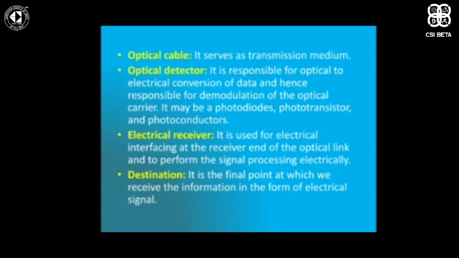Optical detector. It is responsible for optical to electrical conversion of data and hence responsible for demodulation of the optical carrier. It may be a photodiode, phototransistor and photoconductor. Electrical receiver. It is used for electrical interfacing at the receiver end of the optical link and to perform the signal processing electrically. And last, the destination. It is the final point at which we receive the information in the form of electrical signal.